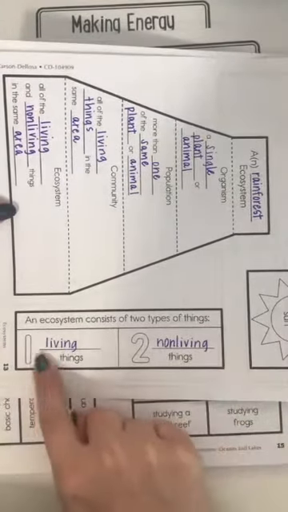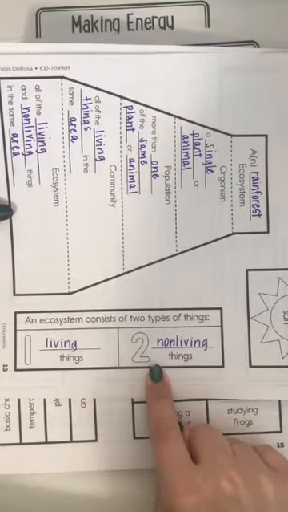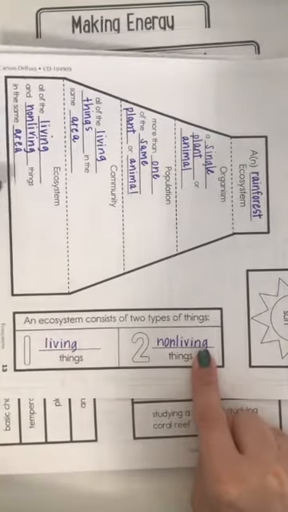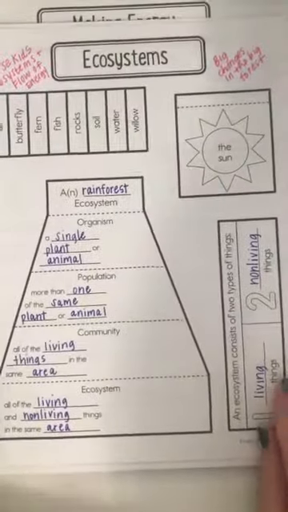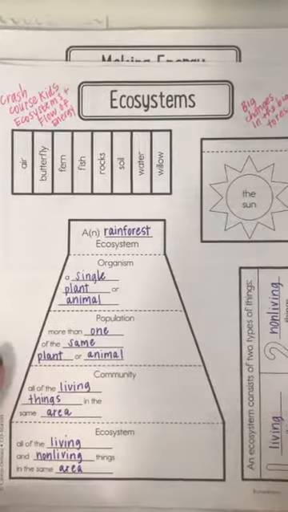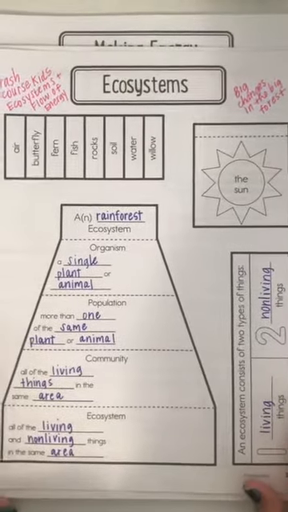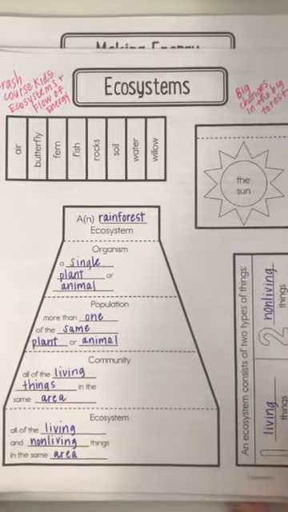You're also going to make a category of living things and non-living things. So for number 1, you're going to write living. Number 2, you're going to write non-living. And then we're going to create our little page here. So I'm going to go ahead and color mine and then cut it out and place them in the right categories.